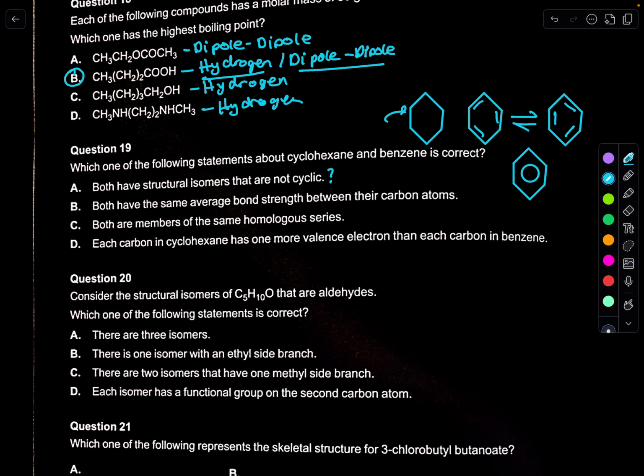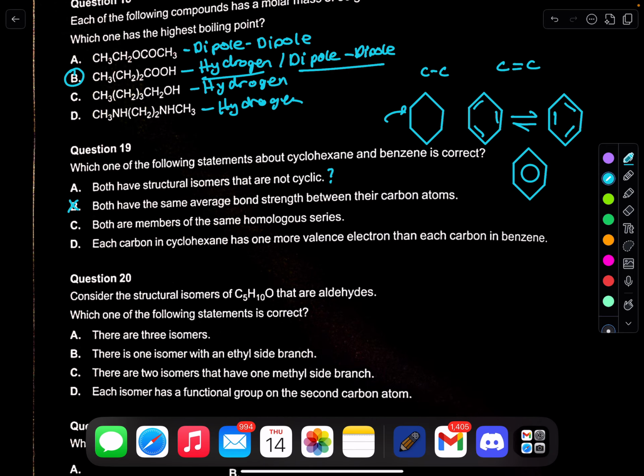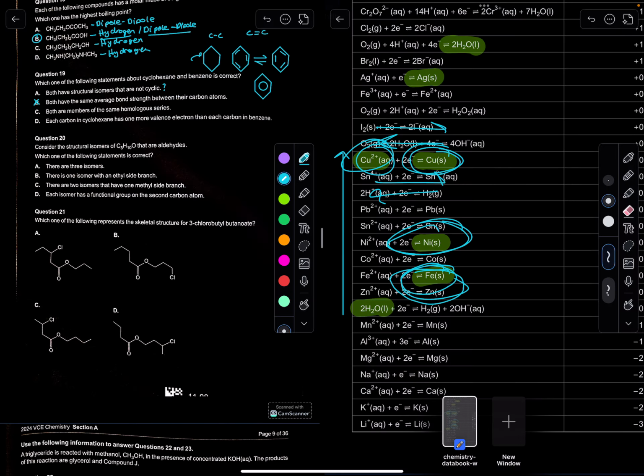Both have the same average bond strength between the carbon atoms. Absolutely wrong. You have to remember that this one only has C to C single bonds, whereas this one has C to C double bonds. And C to C double bonds are much stronger in terms of bond strength. You can see that in the data book if you're wondering.